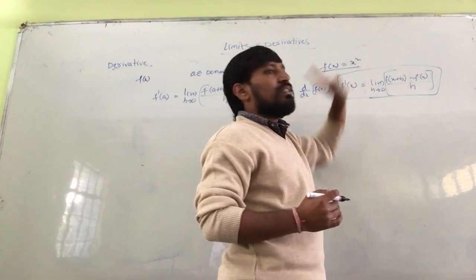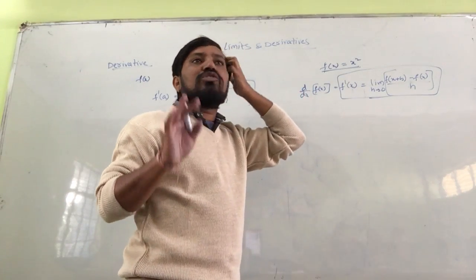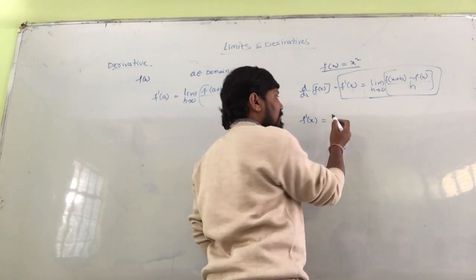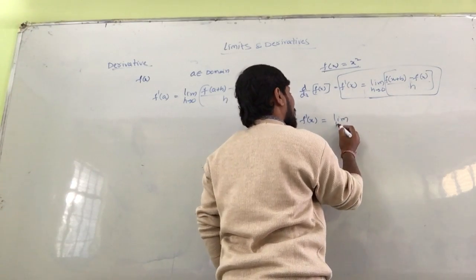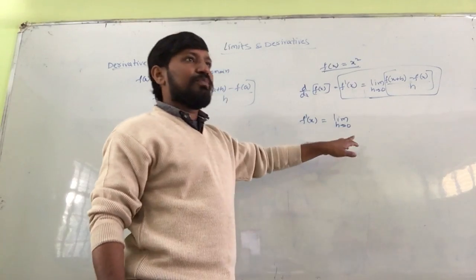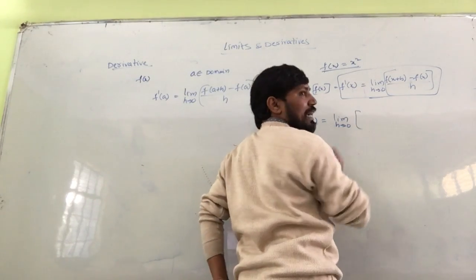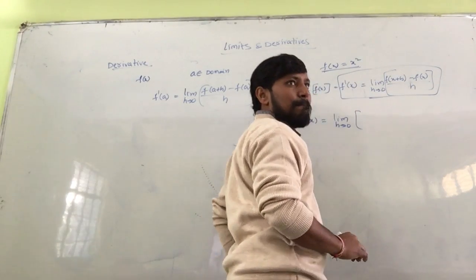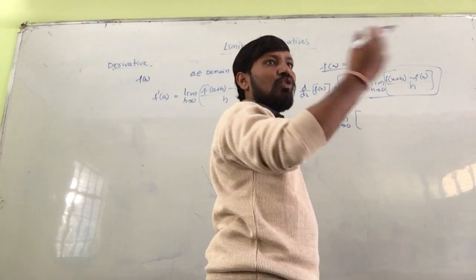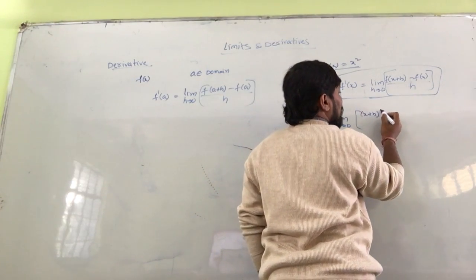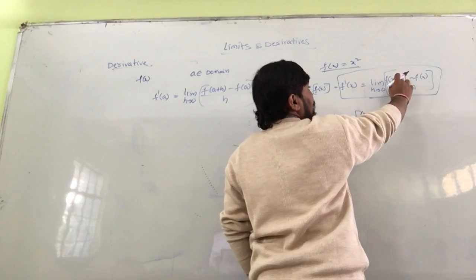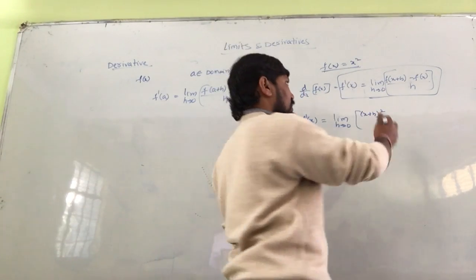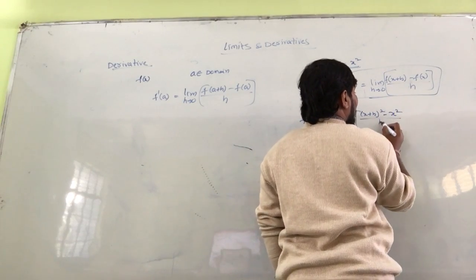Suppose, as an example, you take this one into consideration. F of x is equal to x square, and we need to find out f dash of x. So as per the definition, limit h tends to 0, f of x plus h minus f of x by h. So what is f of x plus h? Because f of x is x square, f of x plus h is x plus h whole square, minus x square, by h.